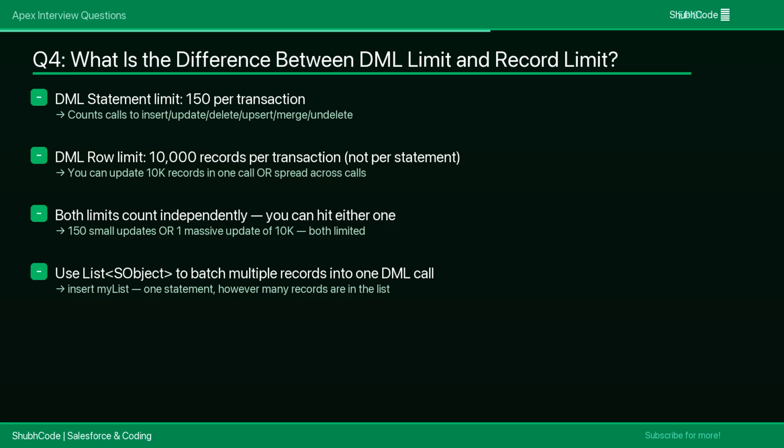The record limit is separate. It's 10,000 records per DML statement. So if you do one single update call with a list of 10,000 records, that's one DML statement but 10,000 records. You can do up to 150 such calls, but the total records processed across the whole transaction can't exceed 10,000. 2 completely different governors, 2 different ways to get into trouble.